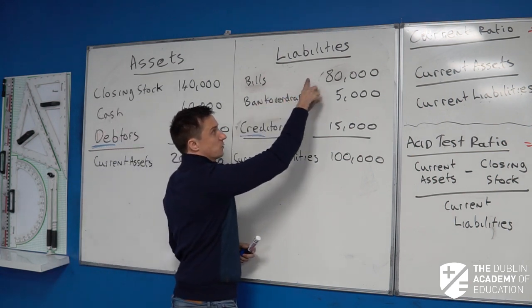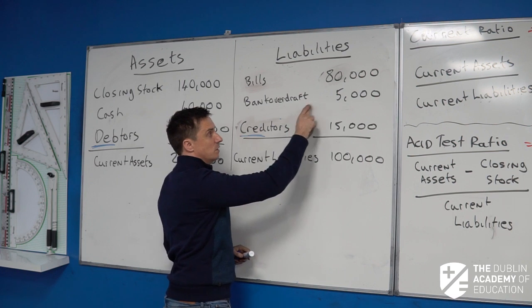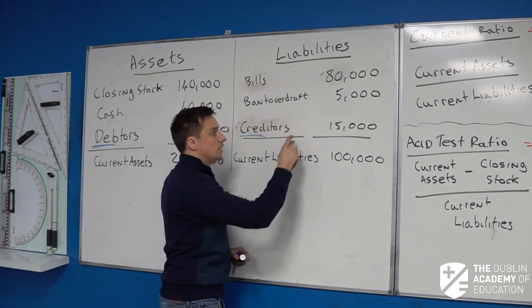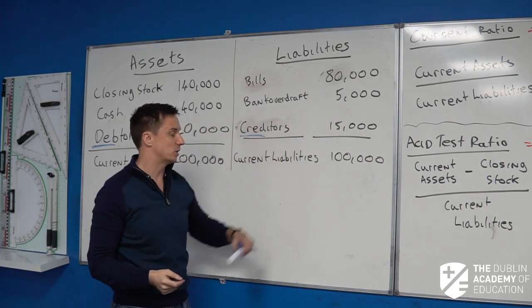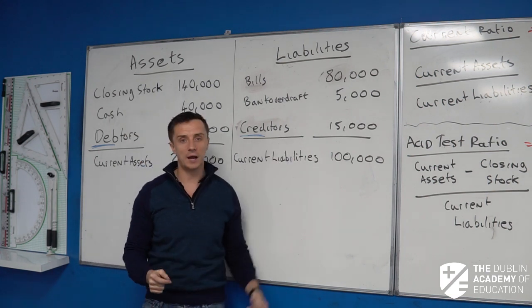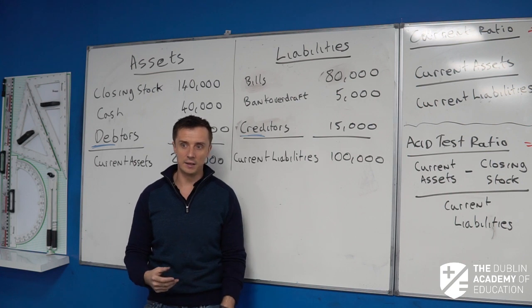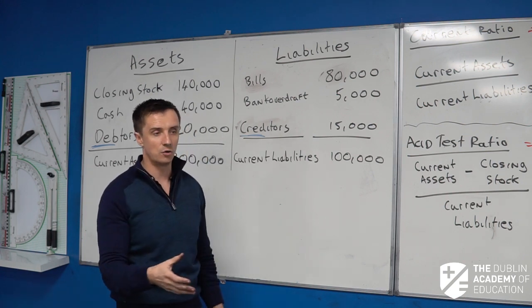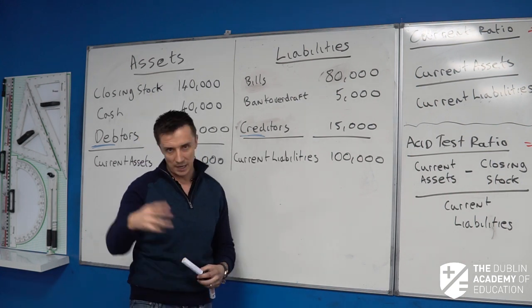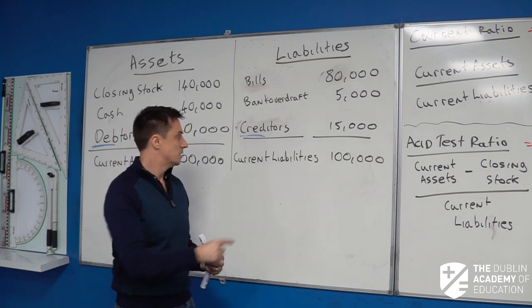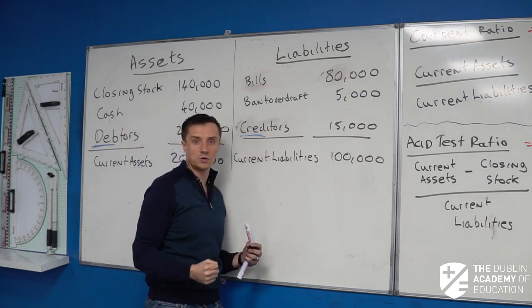So we've got bills for 80 grand, a bank overdraft for 5 grand, and creditors for 15. You add them up, and that's your liabilities there of 100 grand. Now look out for the creditors: that would be if our suppliers sold us stock on credit. Let's say it's a sports shop and they sold us the stock on credit and said, look, when you get the money in for selling the football jerseys, you pay us. So they go down as a creditor because they've sold to us on credit, right?